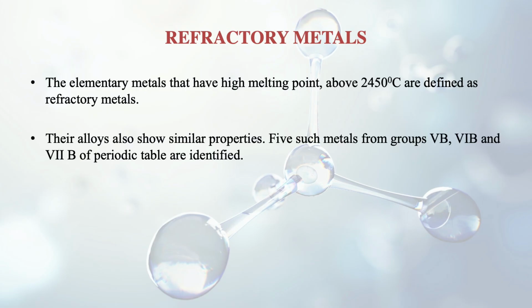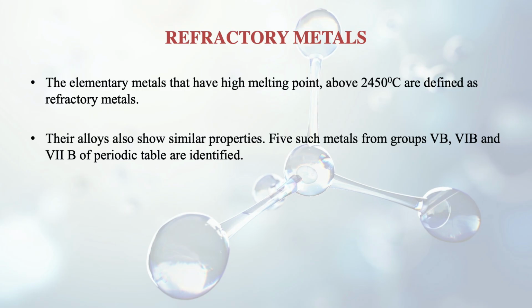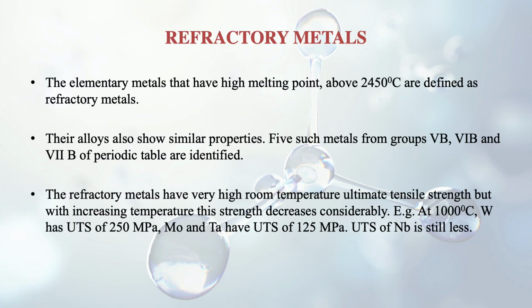And their alloys also show similar properties. Like when we are adding one metal with another, the properties don't go away, they remain as such, like high melting point, etc. Five such metals from group 5b, 6b and 7b of the periodic table are identified for this purpose. So from your periodic table, which you read in chemistry, from these 3 groups these metals have been identified: 5b, 6b and 7b.